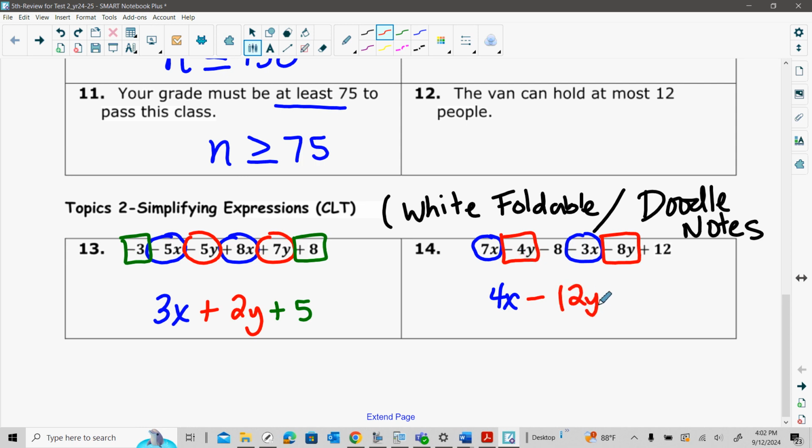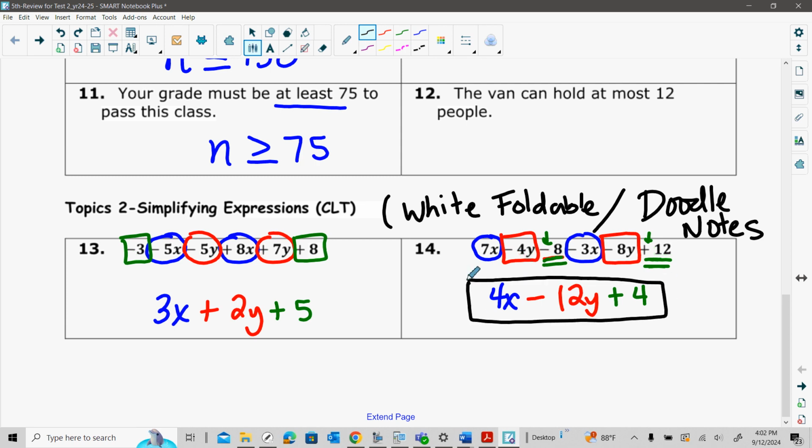And last is always our constants. Our constants are the numbers. This is a negative 8, okay, and plus 12. When I put these signs together, I'm left with plus 4. And then that's our final answer right there.